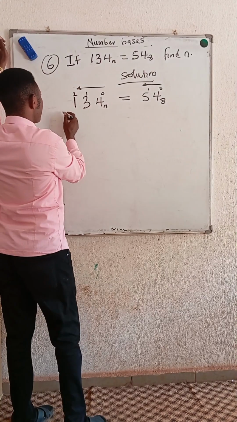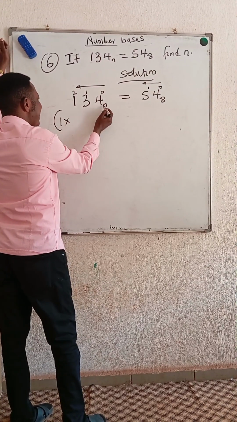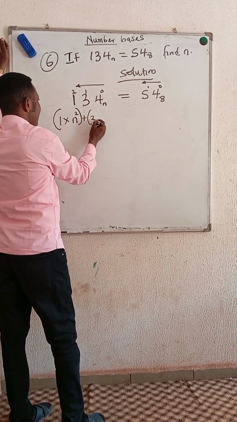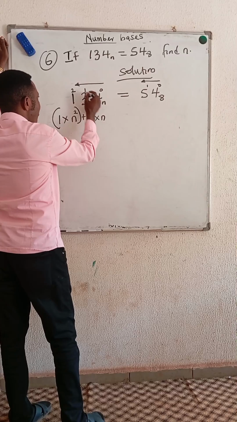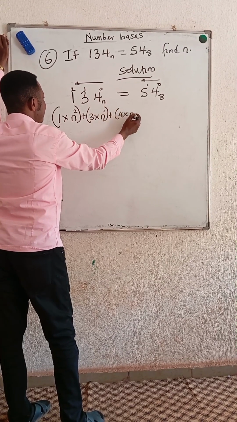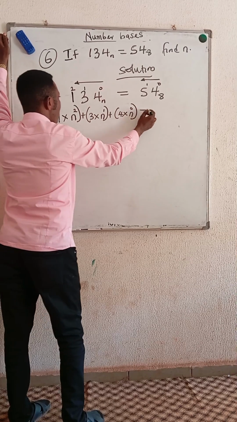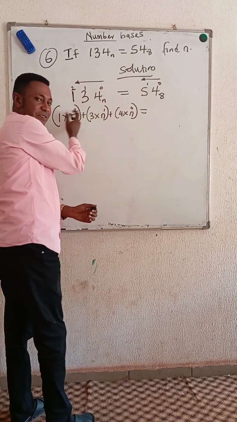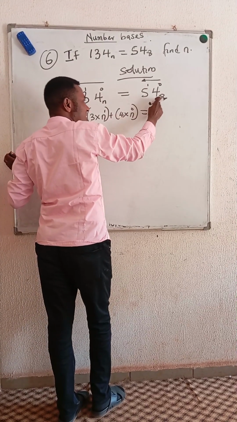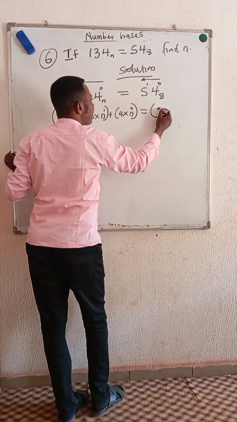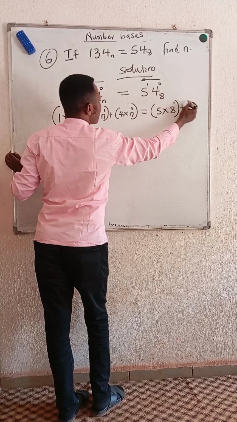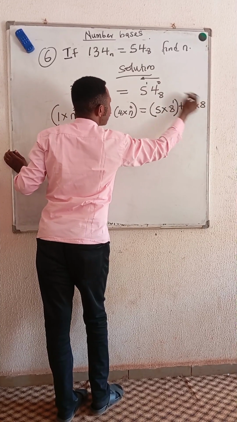Now, look at it. Here, 1 multiplied by n raised to the power of 2, plus 3 times n raised to the power of 1, plus 4 times n raised to the power of 0, equal to. So we are done with the left, so let's move to the right. Remember the left was in base n, but this is now in base 8, so it's going to be 5 multiplied by 8 power 1, plus 4 times 8 power 0.